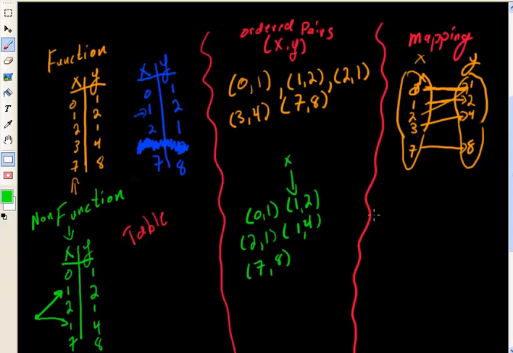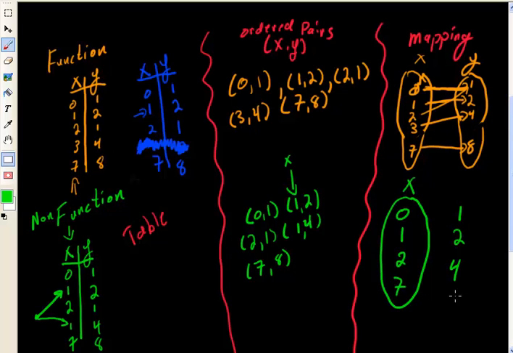Our non-function version of this would look like this. 0, 1, 2, and 7. So this is our X column. And our Y column is going to be 1, 2, 4, and 8.